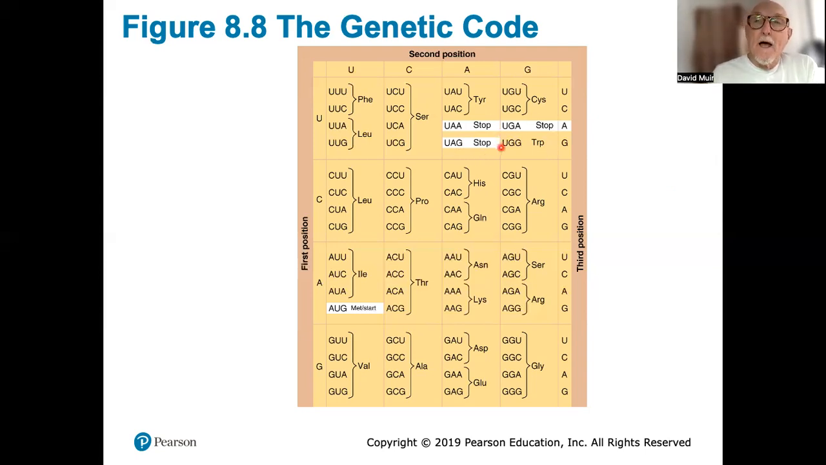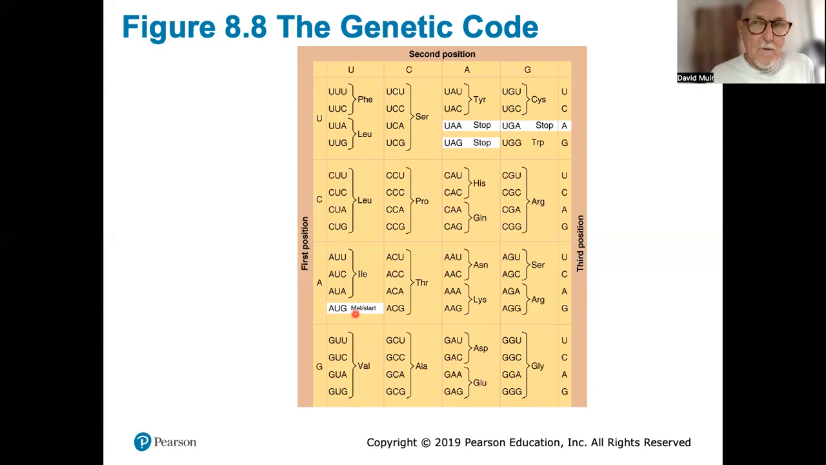There is also a start codon. There's a codon which instructs the ribosome to start translation, and that is 5' AUG 3'. This is also a codon for methionine. So this is one of them that you are to remember. 5' AUG is the codon for methionine.